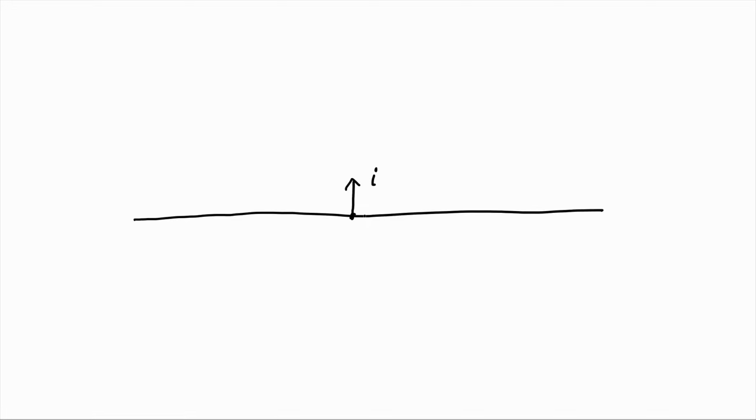All right. So then if you have an arrow that points upward and let's say you have an arrow that goes this way.